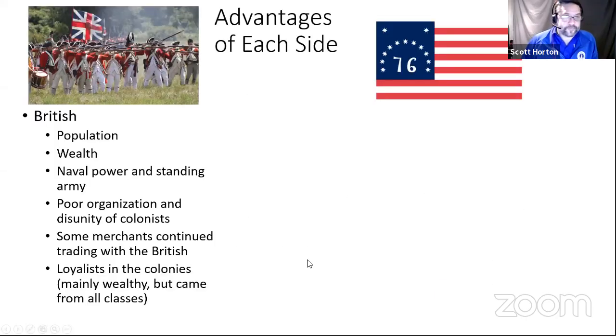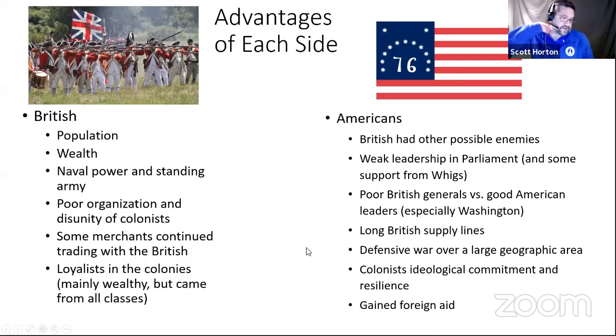How the Americans won the war. The British have all the advantages, as you can see here: population, wealth. They have a powerful Navy, but the Americans win for a lot of different reasons. One is a belief in their cause. One is that the British supply lines are really long. They have to send supplies all the way across the Atlantic Ocean. There is a question in England about whether or not they should actually even continue fighting the war.